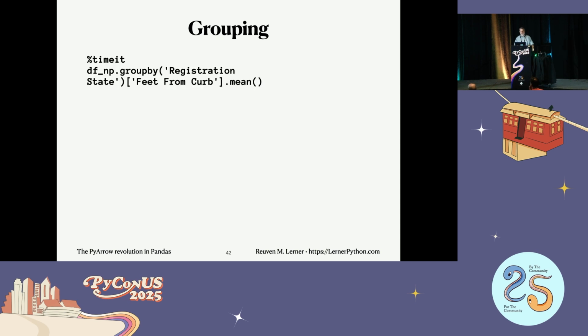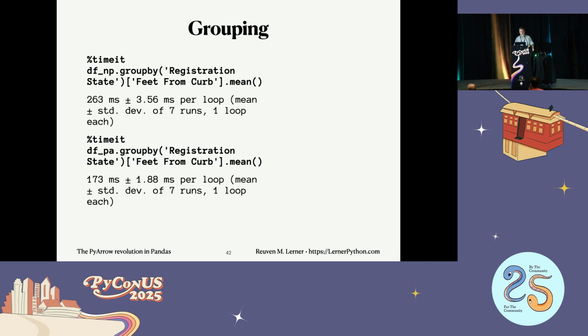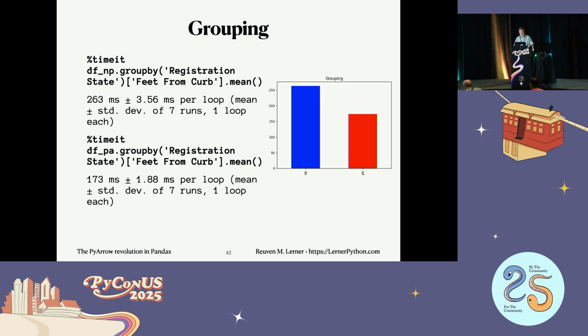How about something else? It's a little more challenging: grouping, right? So if I want to group how many feet on average from the curb people were parked, depending on the state they were from, we do that for both NumPy and PyArrow. We see PyArrow is now, again, a bit faster. It's like 30% faster there. So that's pretty good, right? We see that these are improvements.